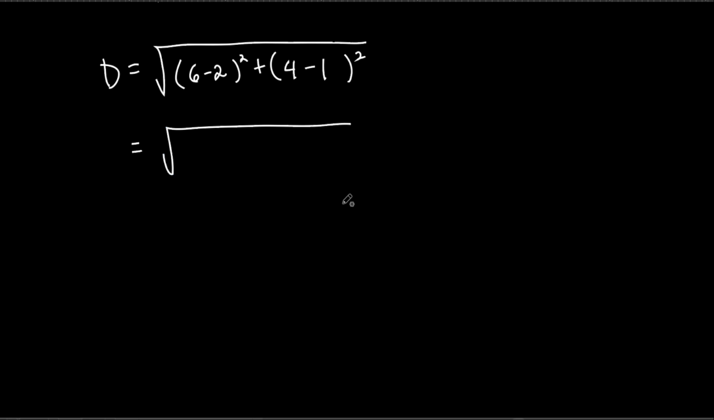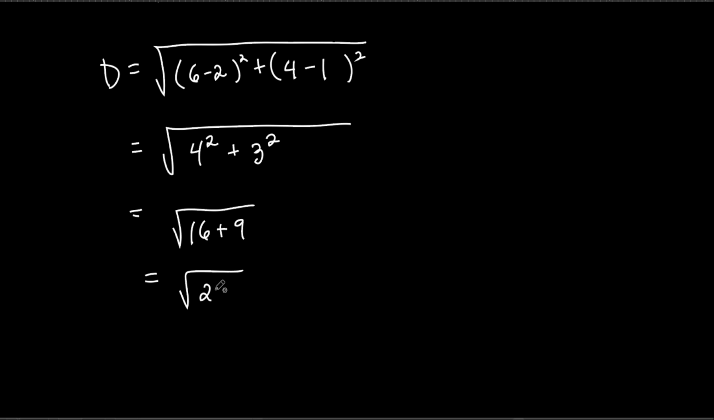So watch. Do this. So what's going to be inside of here? 4. And what do we do with that 4? Square it. Put a plus. Now we do this thing right here. 4 minus 1 is 3, and we square that. See how easy it is? It's not hard at all. So watch. What's 4 squared? 16. Plus 3 squared? It's 9. Let's keep going. I'm writing every little step down, okay? What's 16 plus 9? 25.